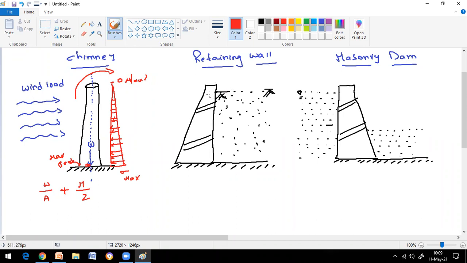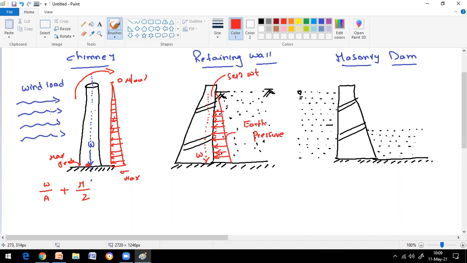In this retaining wall also, the wall will have its own weight, which we call self weight. Along with self weight, the retaining wall will have soil pressure. What will the pressure be? The pressure will be like this. So this is called earth pressure.